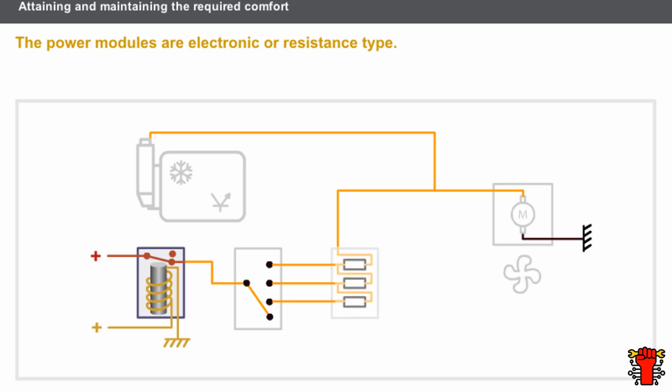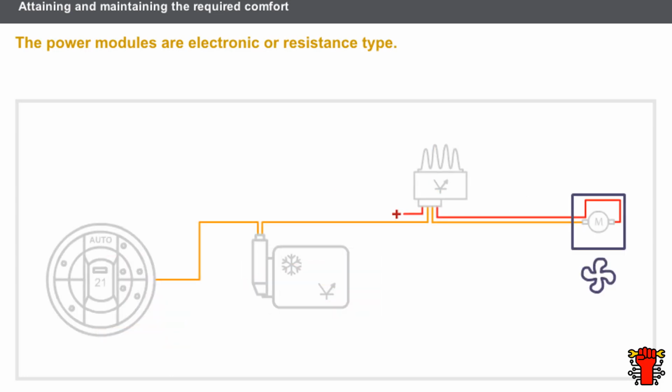For a resistance power module, a rotary switch connected to the control panel is used to supply the circuit with resistors fitted in series. If the first speed is engaged, the current crosses the three resistors. If the second speed is engaged, the current crosses two resistors. If the third speed is engaged, the current crosses one resistor only. Let us now look at an electronic power module.